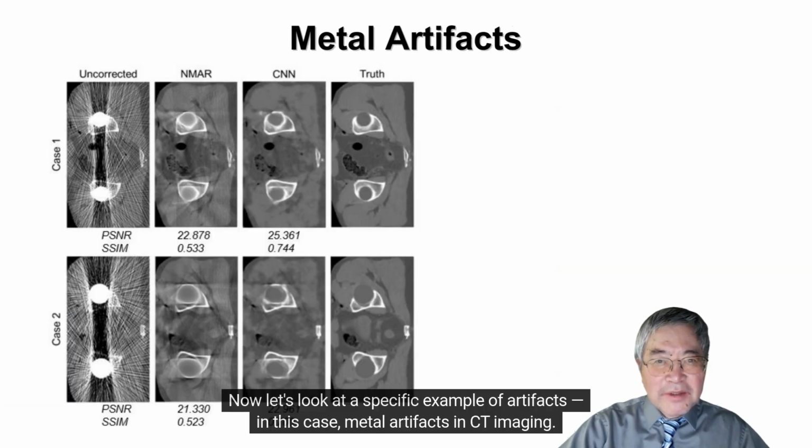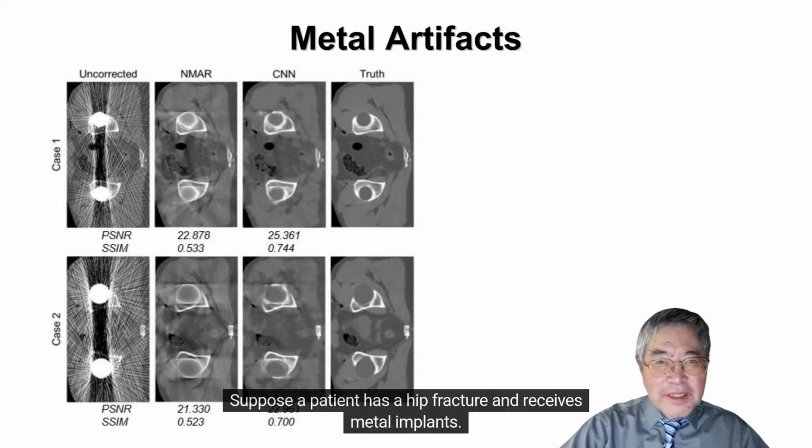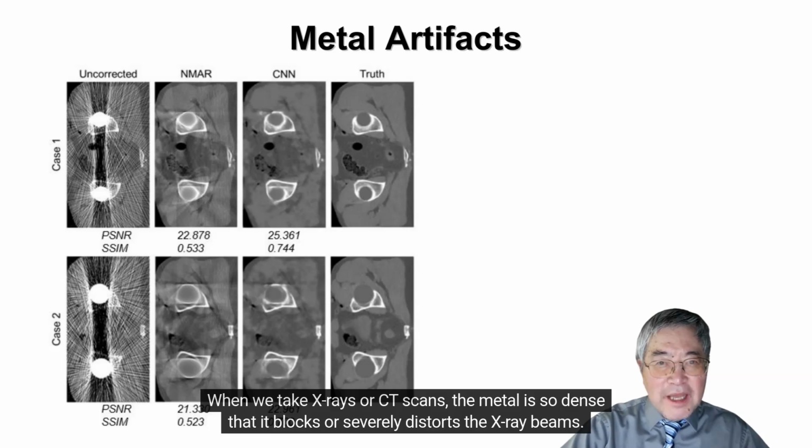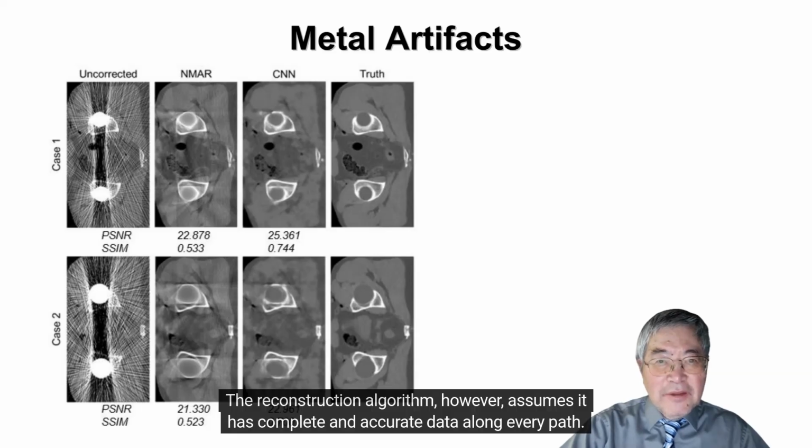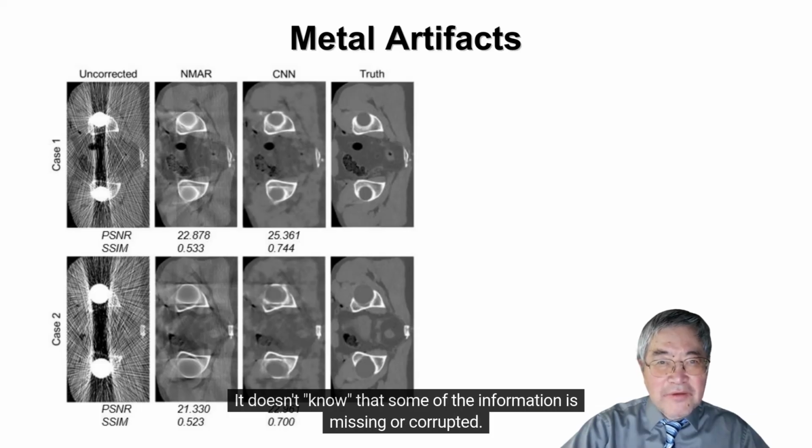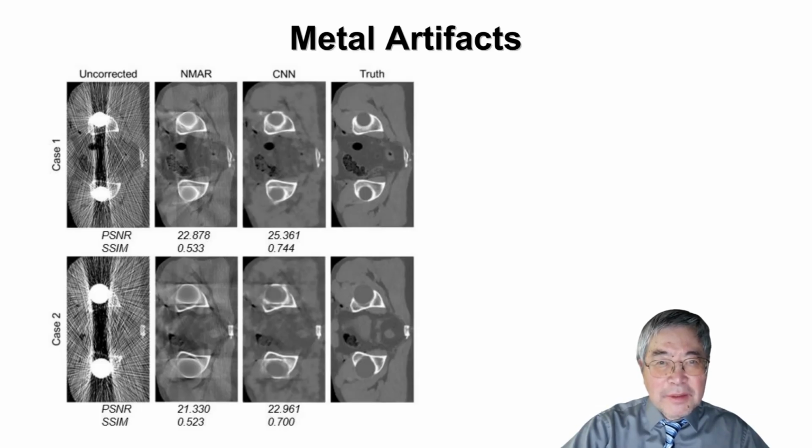Now let's look at a specific example of artifacts. In this case, metal artifacts in CT imaging. Suppose a patient has a hip fracture and receives metal implants. When we take X-rays or CT scans, the metal is so dense that it blocks or severely distorts the X-ray beams. The reconstruction algorithm, however, assumes it has complete and accurate data along every path. It doesn't know that some of the information is missing or corrupted.